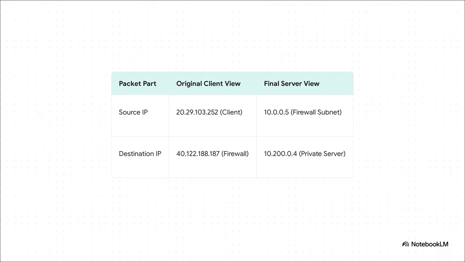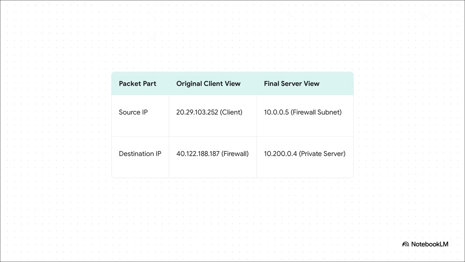Let's follow a packet on its journey here. See on the left, the client out on the internet? It sends its traffic to the firewall's public IP. That's the destination it knows. But then the firewall does its thing. Now look at the right, the final server's point of view.